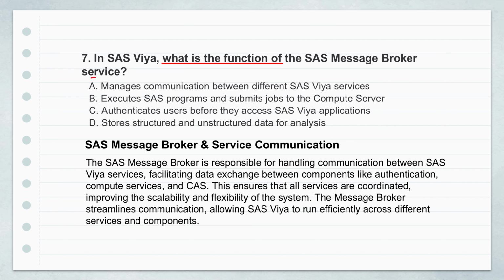So when a request needs to go from one service to another, the message broker is the one that routes it and makes sure it gets there. It sounds essential for the smooth orchestration of tasks within Viya. Exactly. It underpins the overall stability and coherence of the platform.